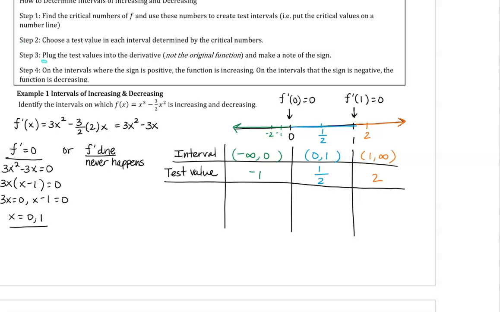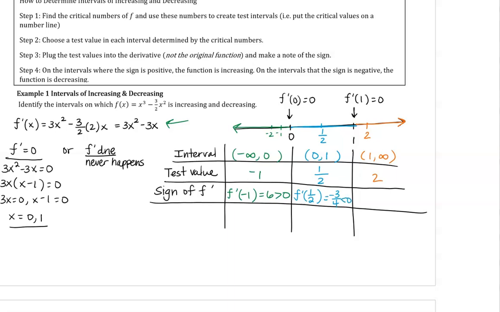We are going to plug these test values into the derivative, not the original function. So what I want to know now is the sign of f prime. So I want to take the test value of -1 and plug it into the derivative. I'm plugging it in here. Comes out to be a +6, which is greater than 0. When I plug 1/2 into the derivative, we get out a -3/4, which is less than 0.